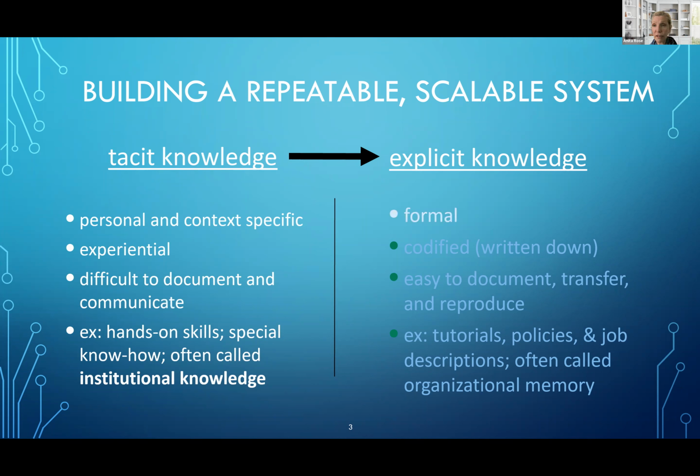Now, explicit knowledge, very different. We can document it, it's formal, we can write it down, codified. It's easy to document, easy to transfer and reproduce. Tutorials, policies, job descriptions are common examples of explicit knowledge. And it's also called organizational memory.